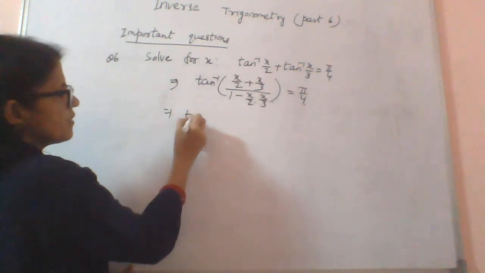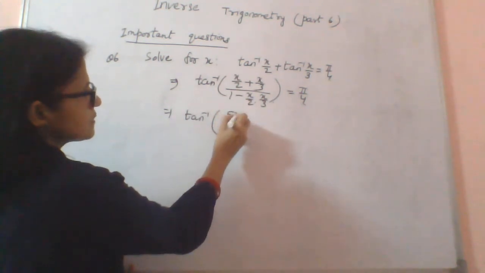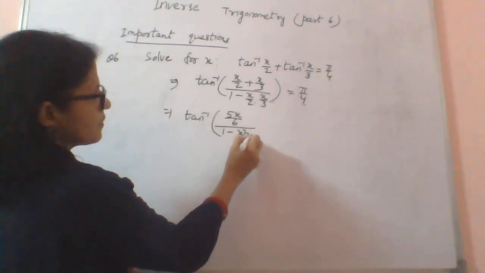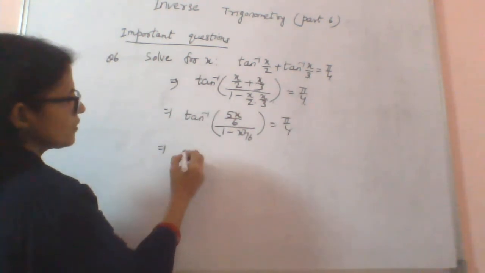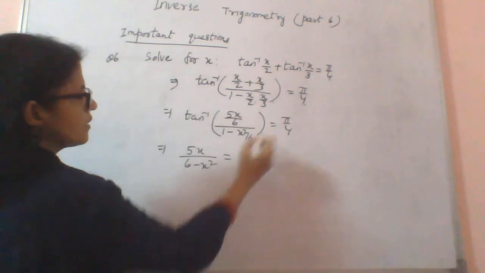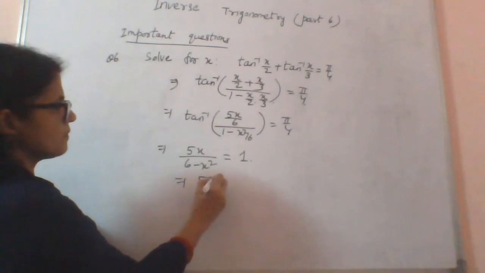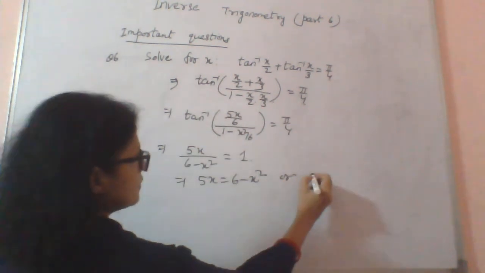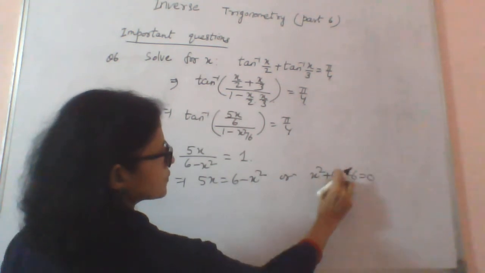So it means tan inverse, and we are getting 5x by 6 divided by 1 minus x square by 6, that is equal to pi by 4. Means here you are getting 5x by (6 minus x square) equal to tan of pi by 4, that is equal to 1. So 5x equals 6 minus x square, or you can say x square plus 5x minus 6 equals 0.